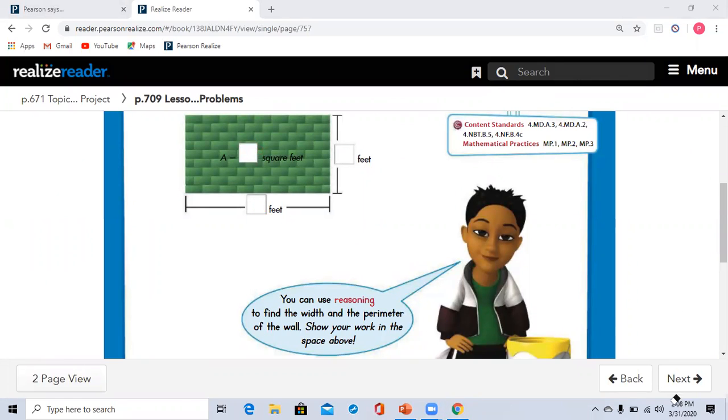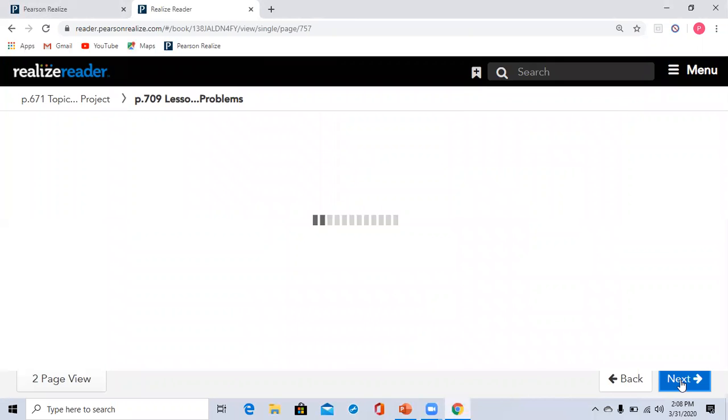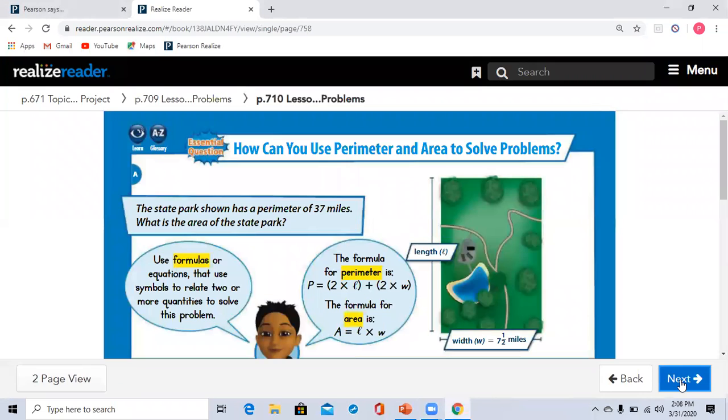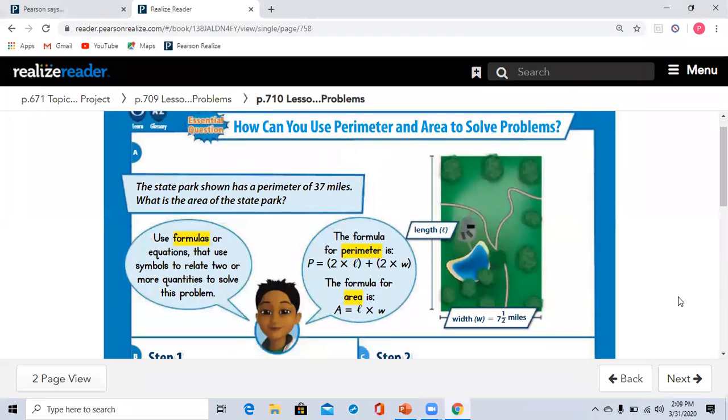If I go to the next page, page number 711, the state park shown has a perimeter of 37 miles. So I know that around the state park is 37 miles long. What is the area of the park?